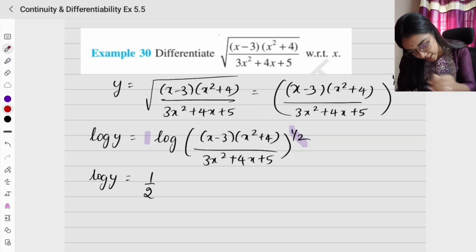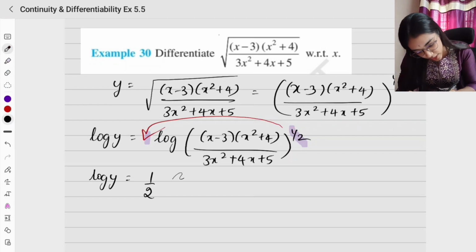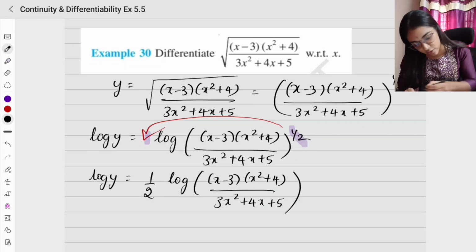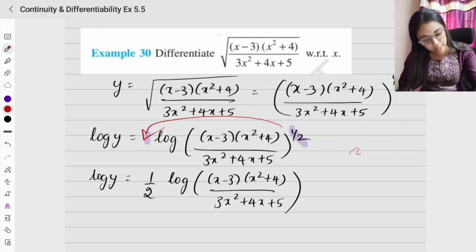So I'll do this. The half comes to the front. So half of log of (x minus 3)(x square plus 4) divided by (3x square plus 4x plus 5). So one step is done. What is your next step?